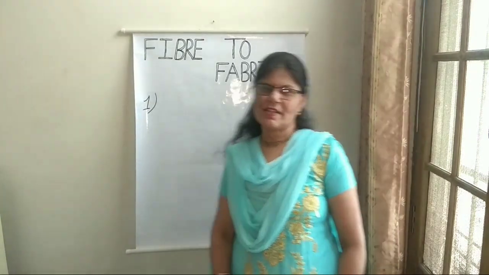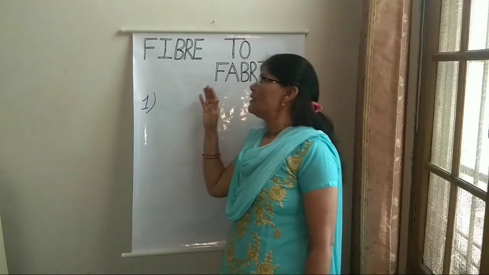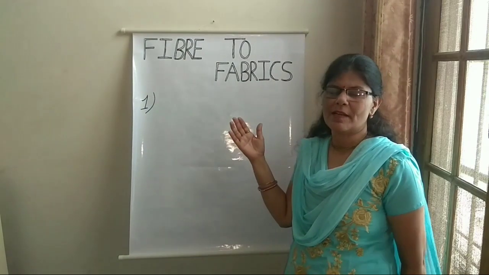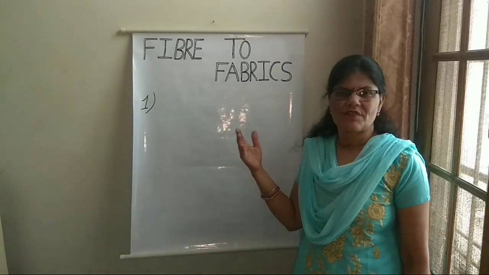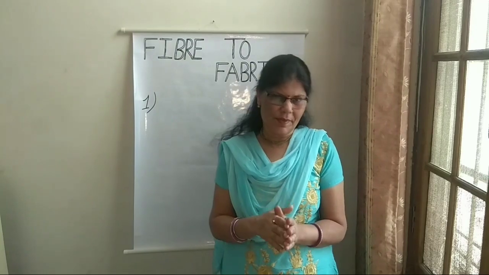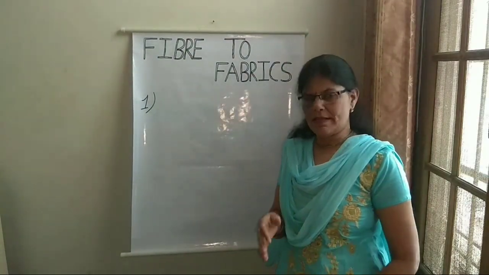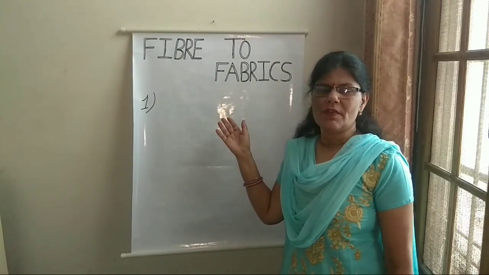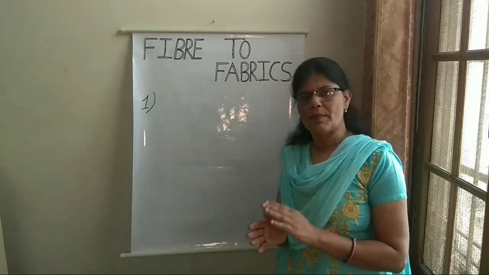We have done two parts of the chapter Fiber to Fabrics, class 6, third chapter. In the last part, we discussed what a yarn is, what a fabric is, and how yarn can be prepared from a fiber. All these things we have discussed, including spinning. Now in this part, we are going to discuss how a fabric can be prepared from a yarn.